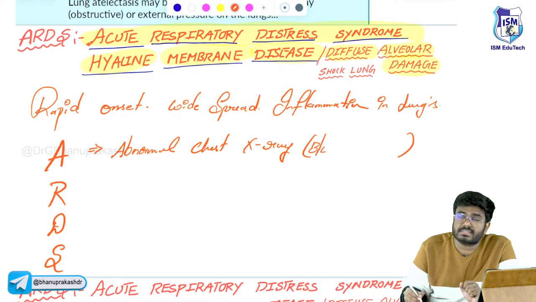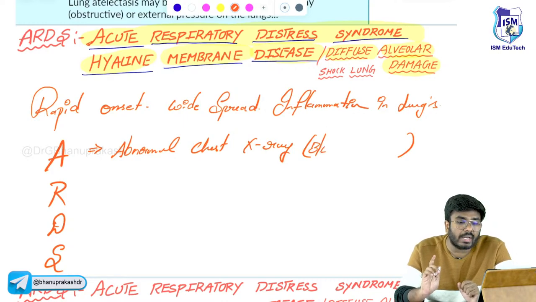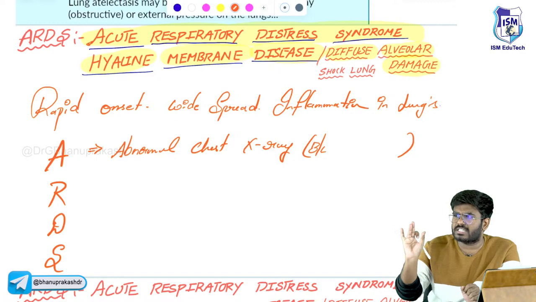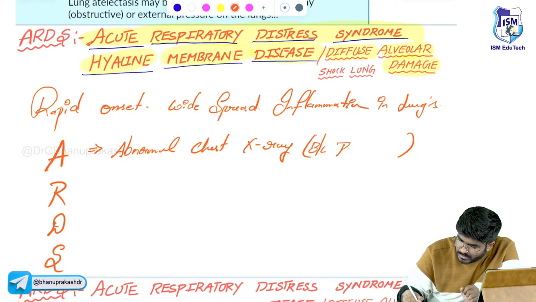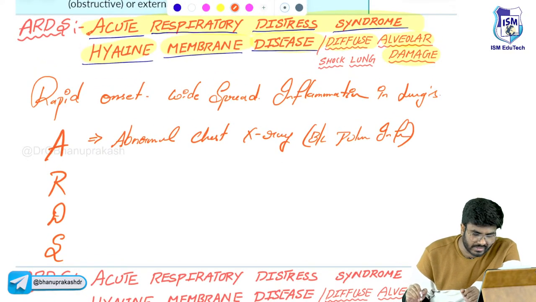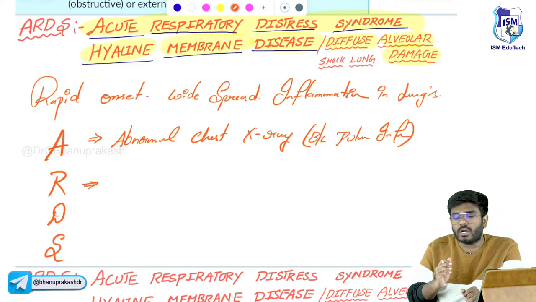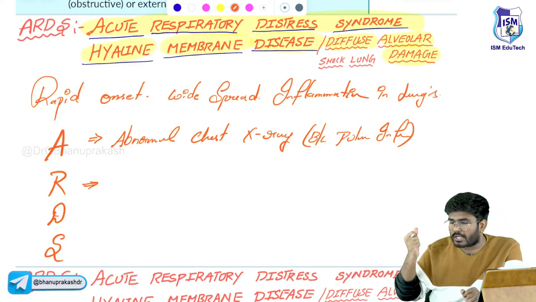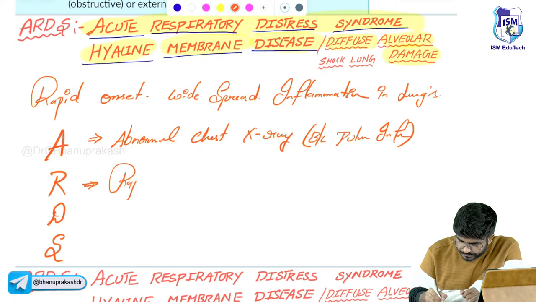Sir, in both the lungs, not in one lung, in both the lungs, there are bilateral pulmonary infiltrates, meaning patchy, white areas. Those are where pulmonary edema will occur. R is not going to be a chronic disease, nothing like that. It is acute in onset, rapid onset. So, what is D, sir?